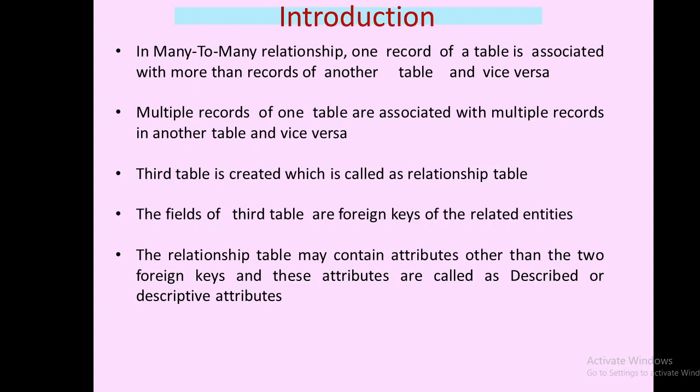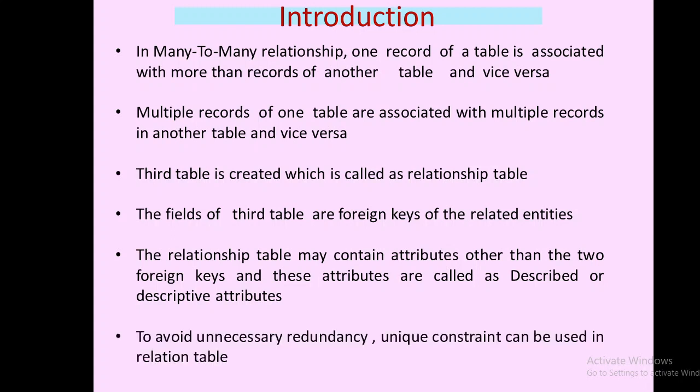The relationship table may contain attributes other than the two foreign keys and these attributes are called as described or descriptive attributes. We can have one or more than one descriptive attributes in relationship table. To avoid unnecessary redundancy, unique constraint can be used in relationship table and that unique constraint is applied for both the foreign keys. With practical example, this point will get more clear.